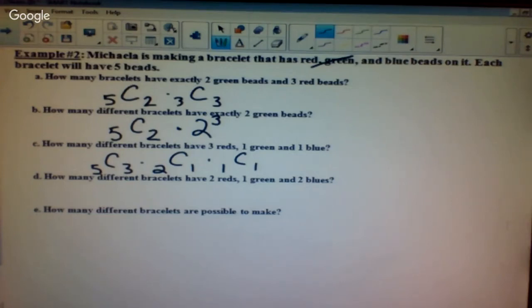Right. Okay. How many different bracelets have 2 red, 1 green, 2 blue? 5C2. We've got 3 left. 3C1. 2 left. 2C2.